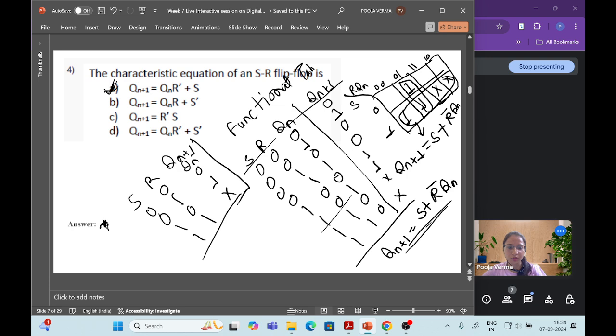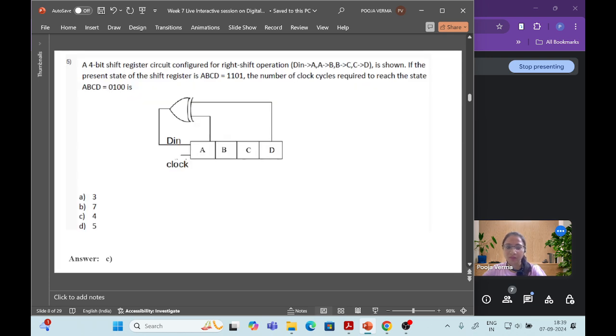So moving to the next question. The next question is a 4-bit shift register circuit configured for right shift operation. Okay, right shift operation, that means A to B, B to C, C to D. It is shown. If the present state of the shift register ABCD is 1 1 0 1, right? The number of clock cycles required to reach the state ABCD equal to 0 1 0 0. That means they are asking how many clock cycles are required to reach this state.